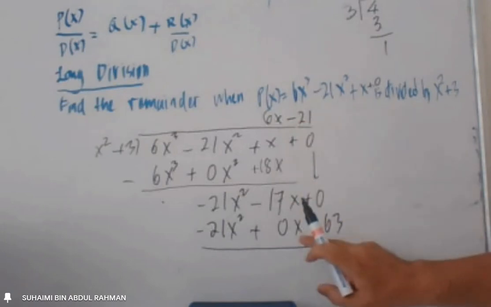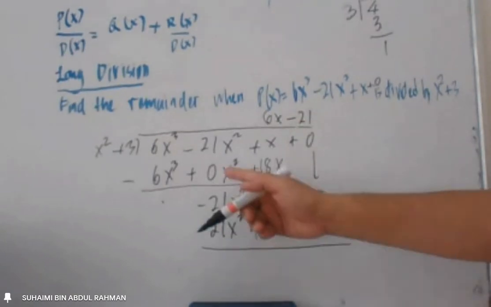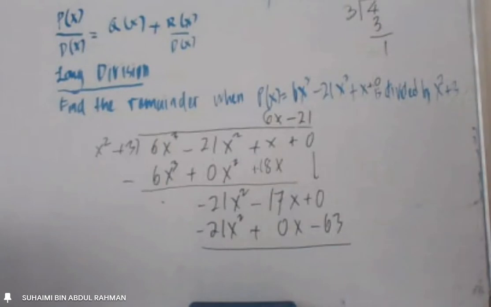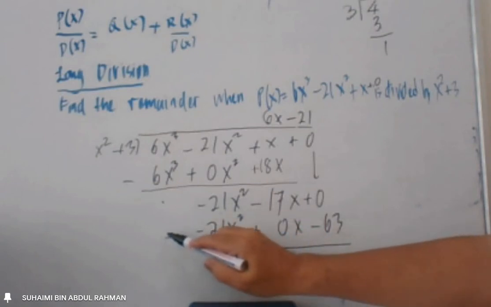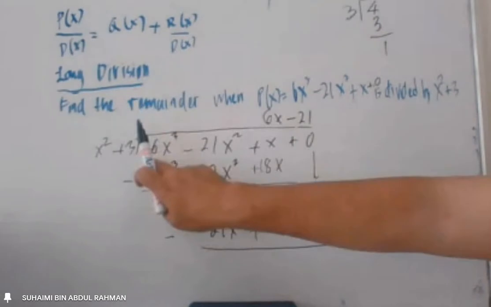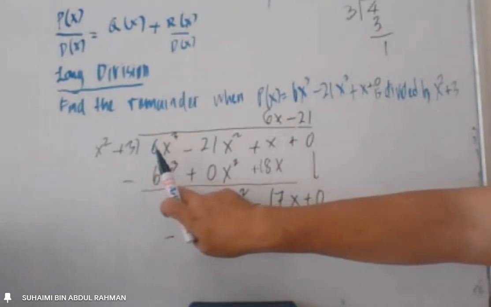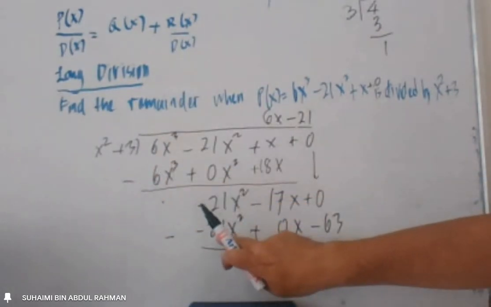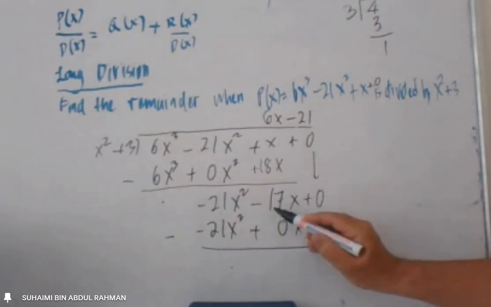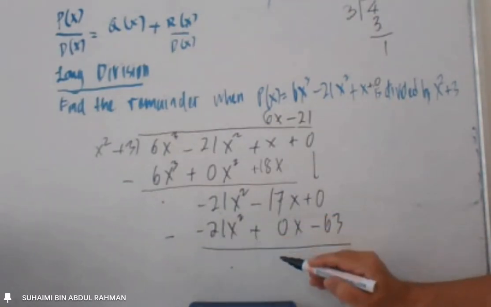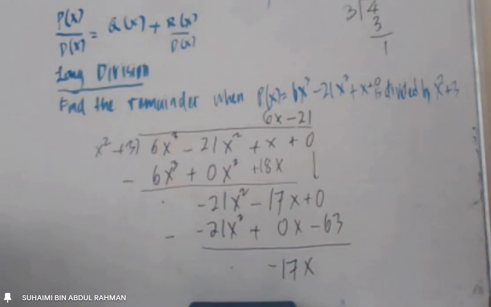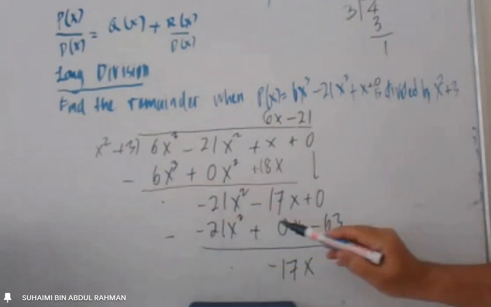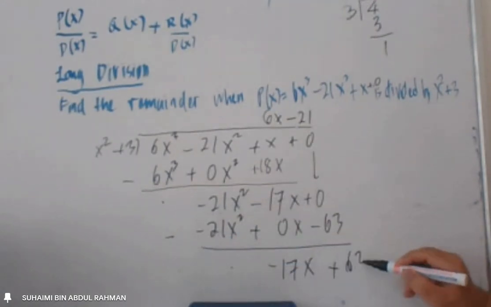We don't have x squared here, but we still multiply by 0. The coefficient is 0. So, minus 21x. Yeah, right. So like this: 6x cubed minus 21x squared, minus 17x minus 0, minus 17x, plus 63.